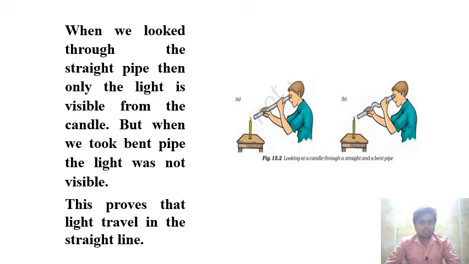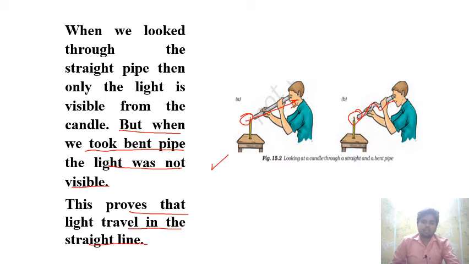So when we looked through the straight pipe, then only the light is visible from the candle, but when we took a bent pipe, the light was not visible. This proves that light travels in a straight line. Okay, so here we can see that when the person is looking through a straight line, the flame of the light reaches the man, but in the case of the bent one, the flame of the light cannot reach the eyes of the person. So the inference will be that light travels in a straight line.